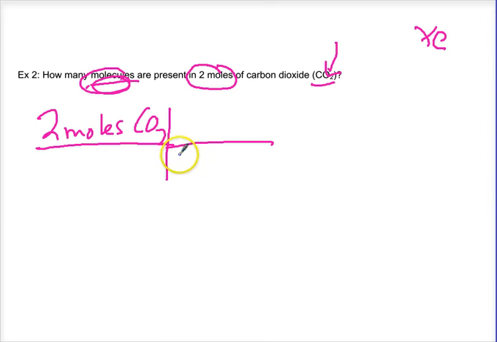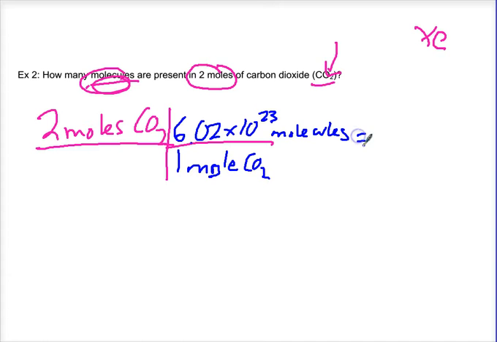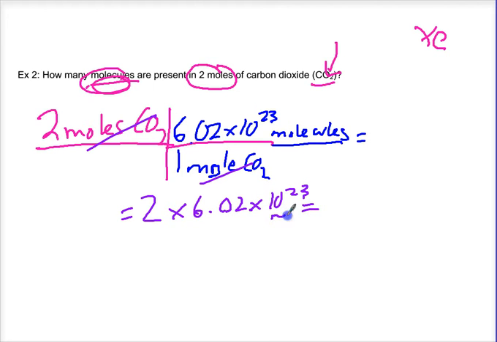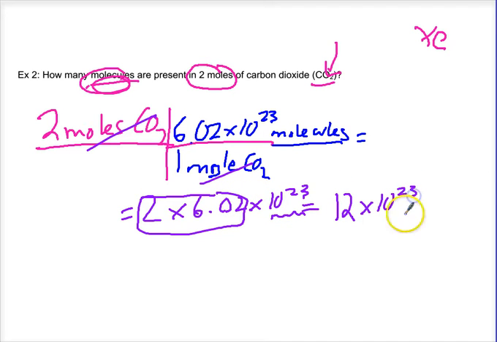So I'm going to need to put in the denominator 1 mole so that my moles will cancel, 1 mole of CO2. And in the numerator, I'm going to need to put how many molecules are in 1 mole, 6.02 times 10 to the 23rd molecules. Okay. Now what I have is a simple problem where my moles of CO2 cancel, so I'm just left with 2 times 6.02 times 10 to the 23rd. Remember, leave the times 10 to the 23rd till the very end, but do the other multiplication together. 2 times 6 is about 12 times 10 to the 23rd molecules.